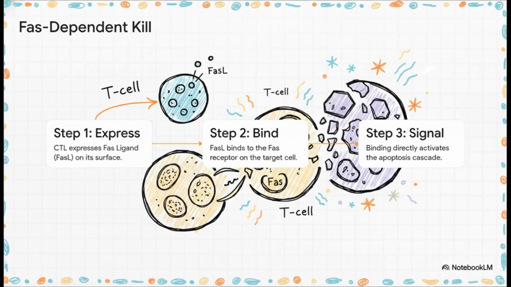The second method is what you can think of as a deadly handshake. The CTL has a protein on its surface called Fas ligand. Many of our cells, especially if they're stressed or infected, will put out the matching receptor called Fas. When the Fas ligand on the killer cell binds to the Fas receptor on the target cell, it's a direct signal that tells the target cell it's time to die. This binding immediately triggers that same caspase self-destruct cascade from the inside.